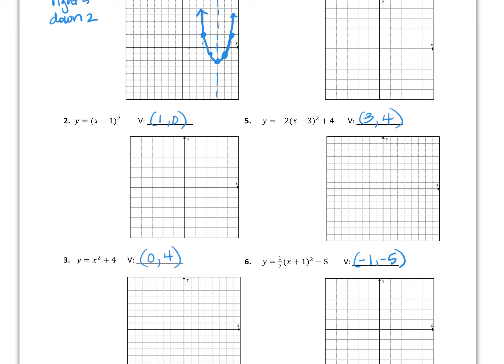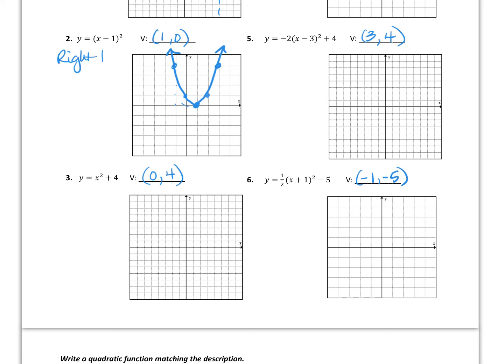Let's look at number 2. Our vertex is at 1, 0, and our A value is just 1. So transformations, what has happened? It's only moved right 1 unit. It hasn't moved up or down. So remember our parent points, we went over 1, up 1, over 2, up 4. That hasn't changed because that A value is the same. So I'm going to do the same thing on the left side. Over 1, up 1, over 2, up 4. And I'm going to draw my curved line with my arrows. There's my new equation.